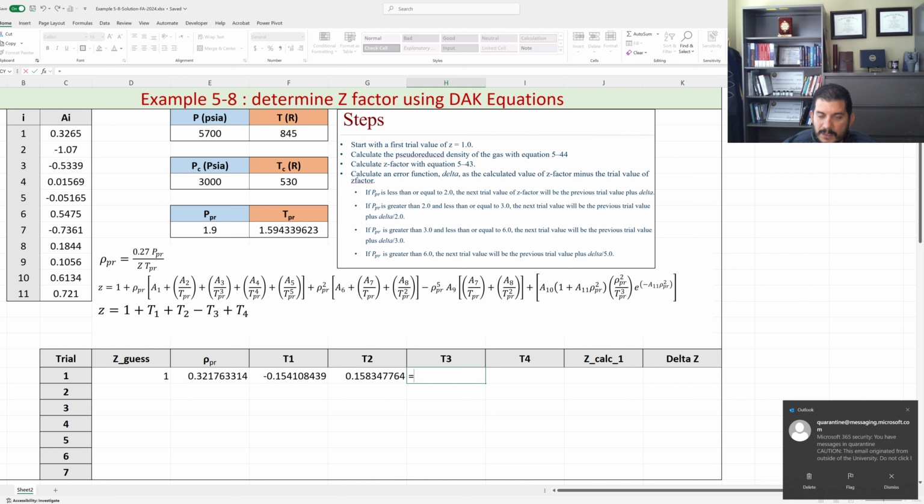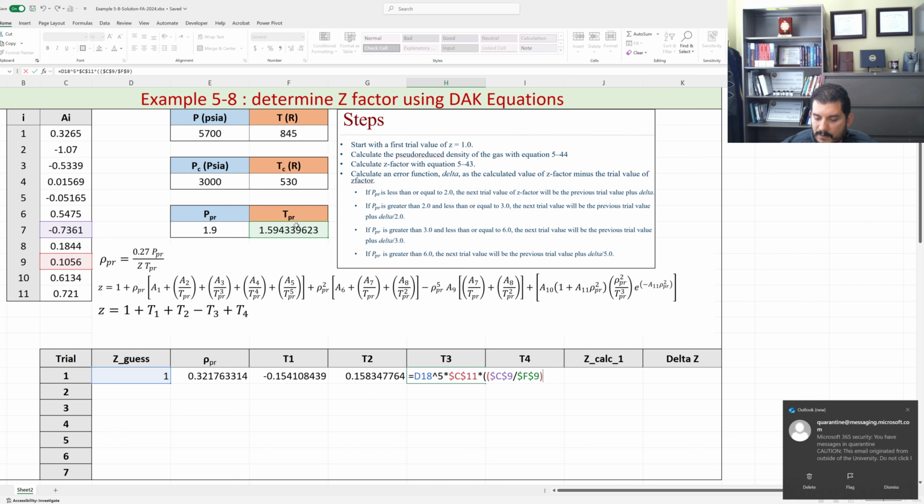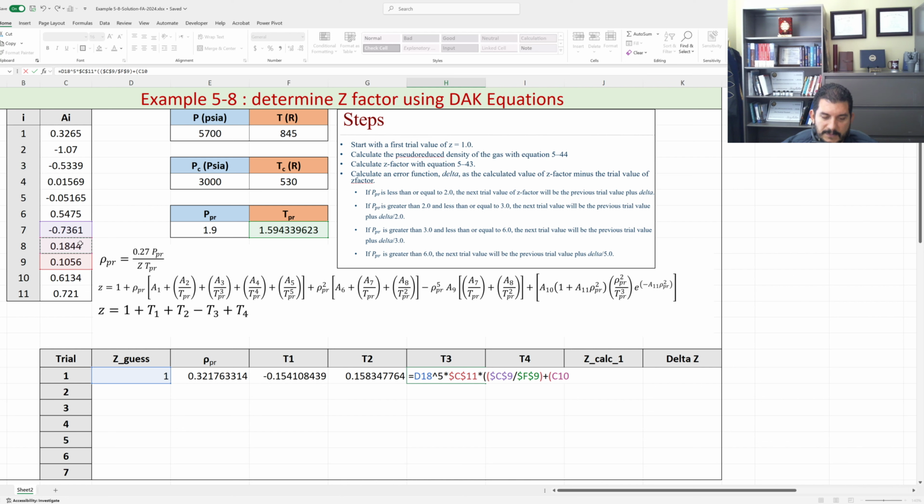Then T3, which would equal pseudo reduced density to 5 times A9, lock it, times open the parentheses, open another one, it's A7, divided by, I forgot to lock A7, so I'm going to click A7 again, lock it, divided by the TPR, lock it, plus A8, lock it, divided by TPR, lock it, to 2, close the small parenthesis, then the big parenthesis, and now we're done with T3.